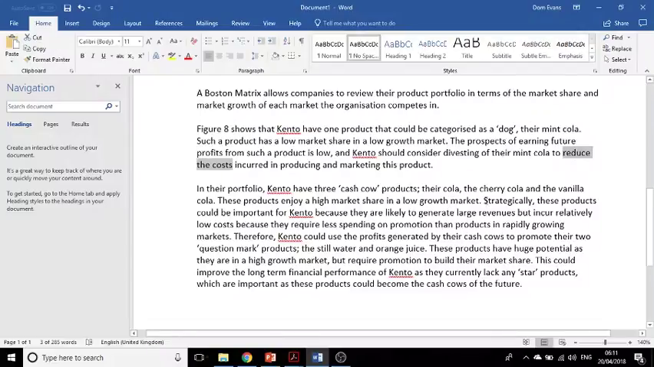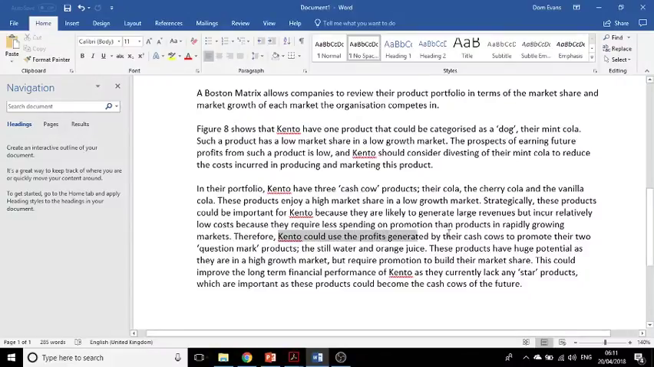Explain what they are. Strategically, these products could be important because they are likely to generate large revenues but incur relatively low costs. Okay, because they require less spending on promotion. Therefore, okay, so I've explained what the product is in terms of future financial performance, large revenues, low costs, use the profits generated by the cash cows to promote their 2 question mark products. Right? I'm explaining the action.